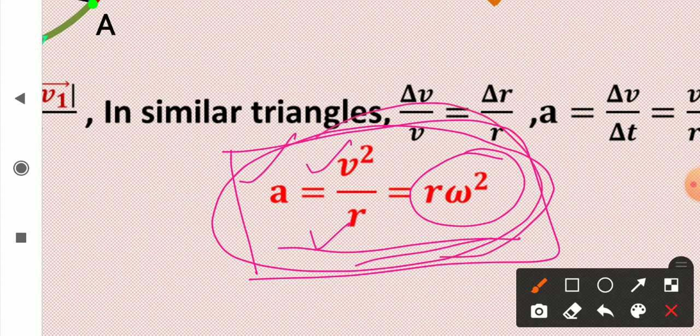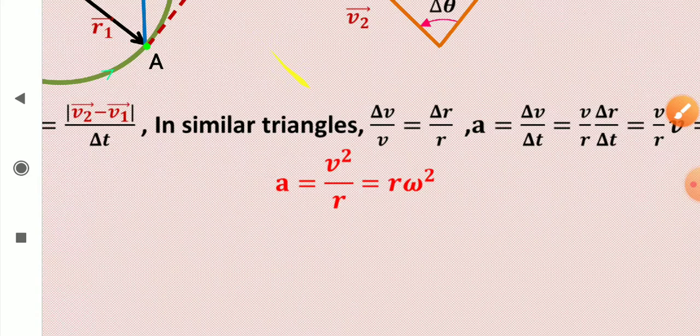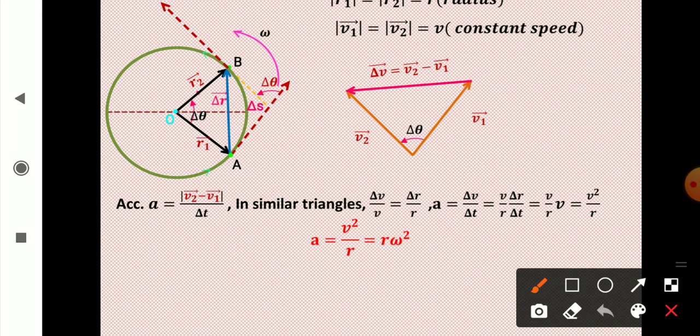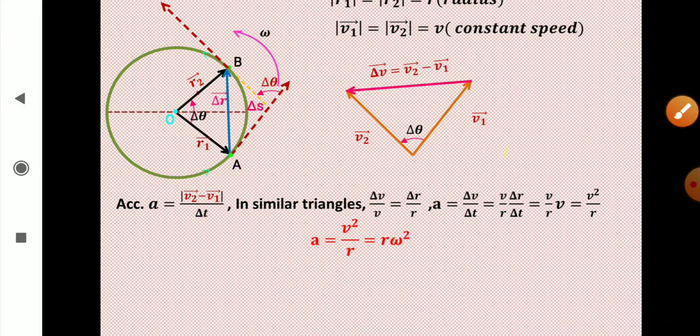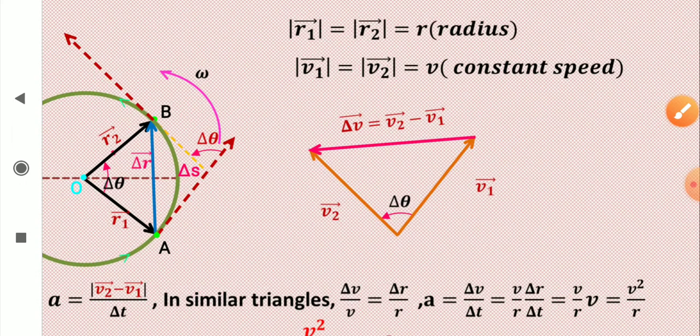This is acceleration in uniform circular motion. Now since it is a vector quantity, we have to find out its direction also. And direction of acceleration will be same as direction of v2 minus v1. So we are going to study this one once again.